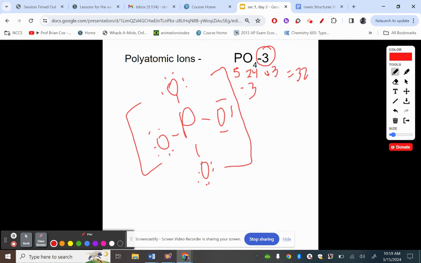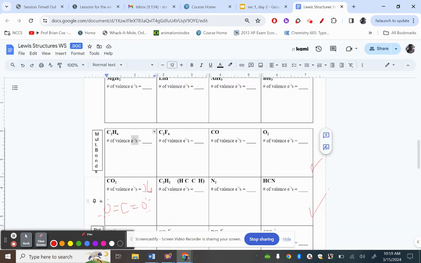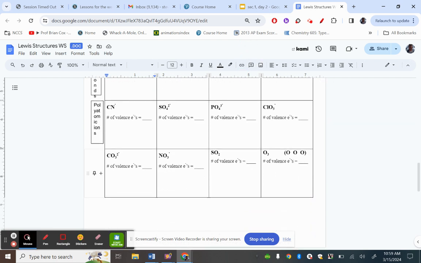So now when I go to this side over here, let's go up here. Okay, polyatomic ions. When you do these ones, you're going to try these real quick. So you're going to pause the video, or you can do this afterwards, and you'll check your work on the key to make sure you're okay.